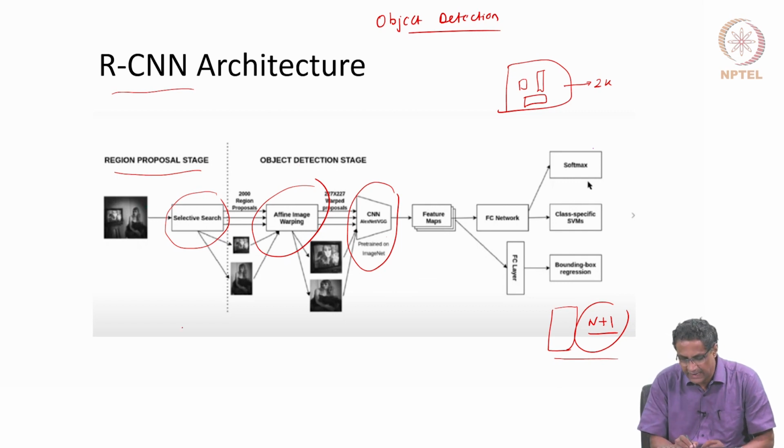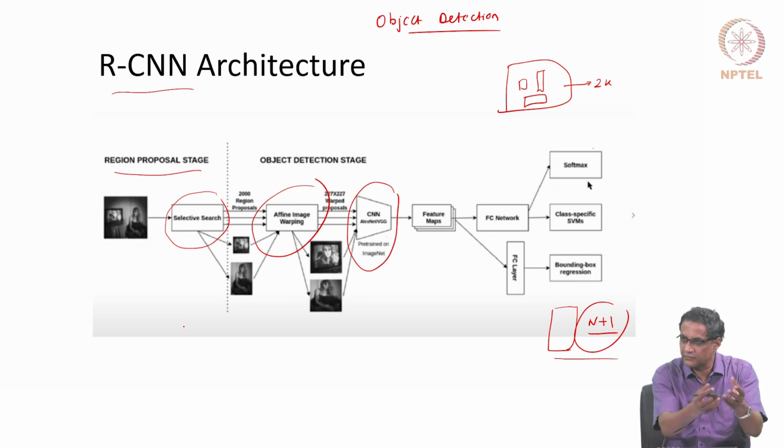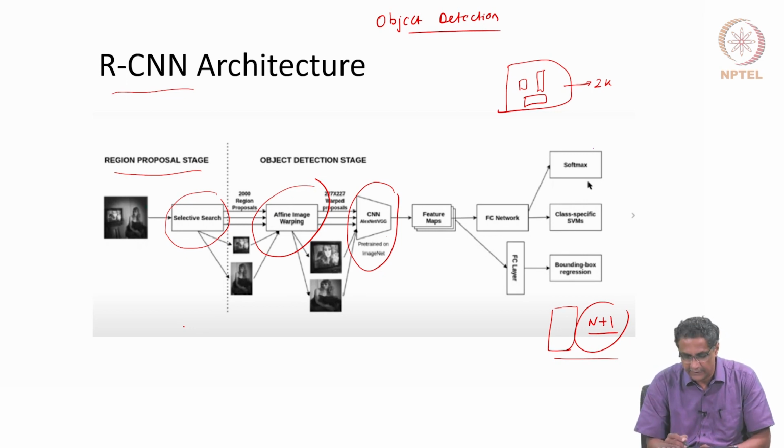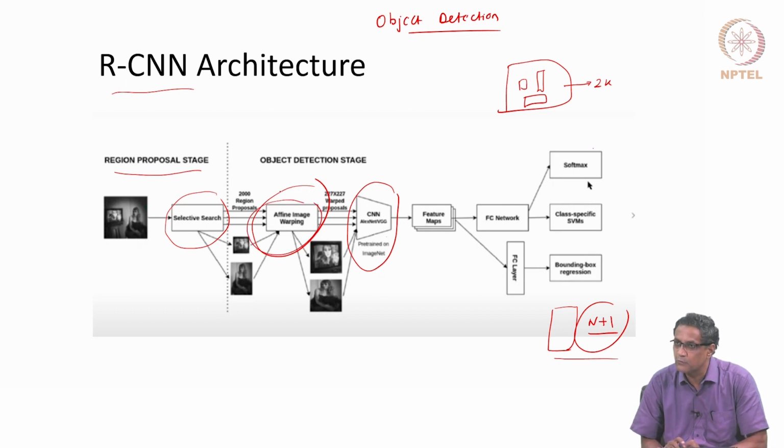From here onwards, the whole thing is RCNN, by the way, but the region proposal stage is really an outside module which is being invoked. Then you have an affine image warping, which takes all these proposals, which could be of different shapes, and warps them all to the same 227 cross 227, which is what the AlexNet can take as input, and then all of this will go all the way.